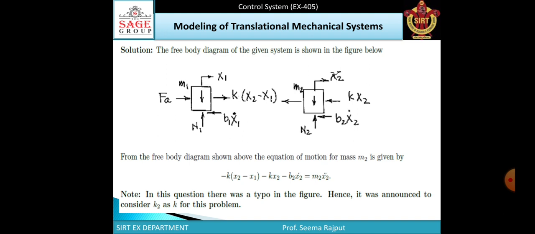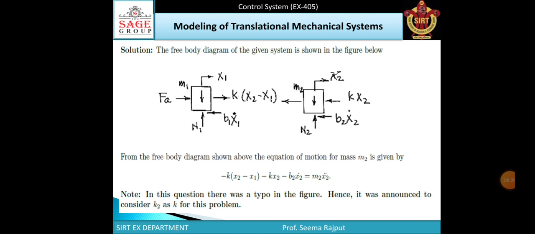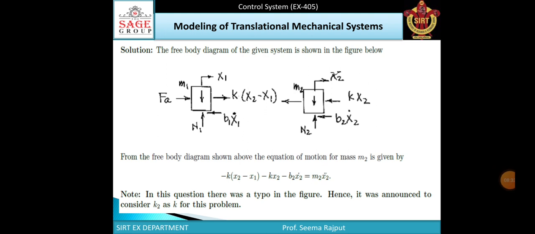Now in the next class we will discuss the block diagram representation of the system. Okay, that thing is clear to all.